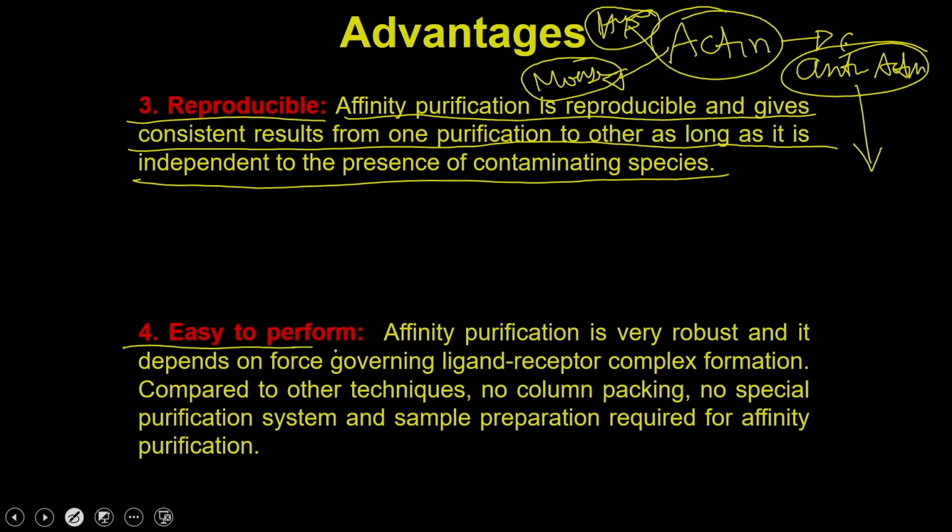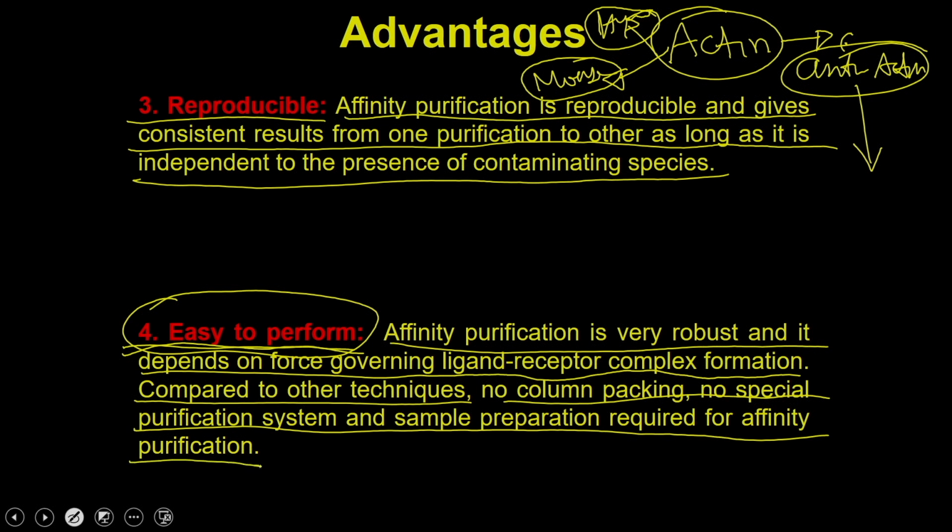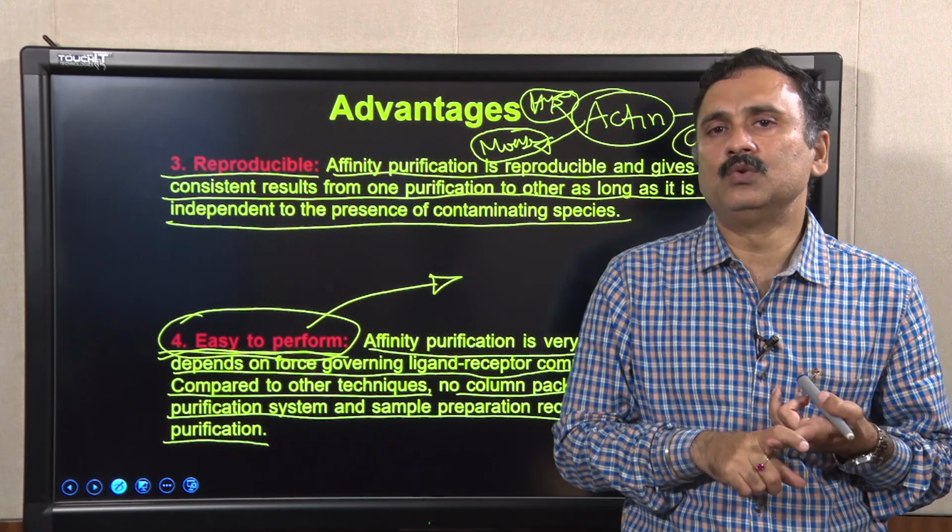Then the fourth, which is actually the most desirable feature of this chromatography technique, is that it is easy to perform. So, compared to all other conventional chromatography, affinity chromatography is very robust and it depends on the forces governing the ligand-receptor complex formation. Compared to the other techniques, no column packing, no special purification systems and no sample preparation are required for affinity chromatography, which means if it is easy to perform, it has the additional advantage that you do not need to pack the columns.